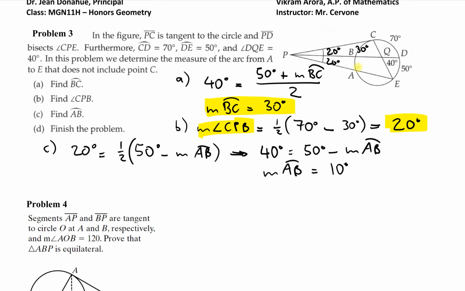Okay, and there's the answer. So let me highlight that and let me label that in the diagram. And then for part D, it says finish the problem, basically to find all the other measures if we can. We can find the measure of arc AE, okay? Basically, all we need to do here is subtract all these numbers, 10, 30, 70, 50 from 360 degrees to obtain 200 degrees, okay? So we got that. Let me label that in the diagram, 200 degrees. I think that should be it for problem number 3.